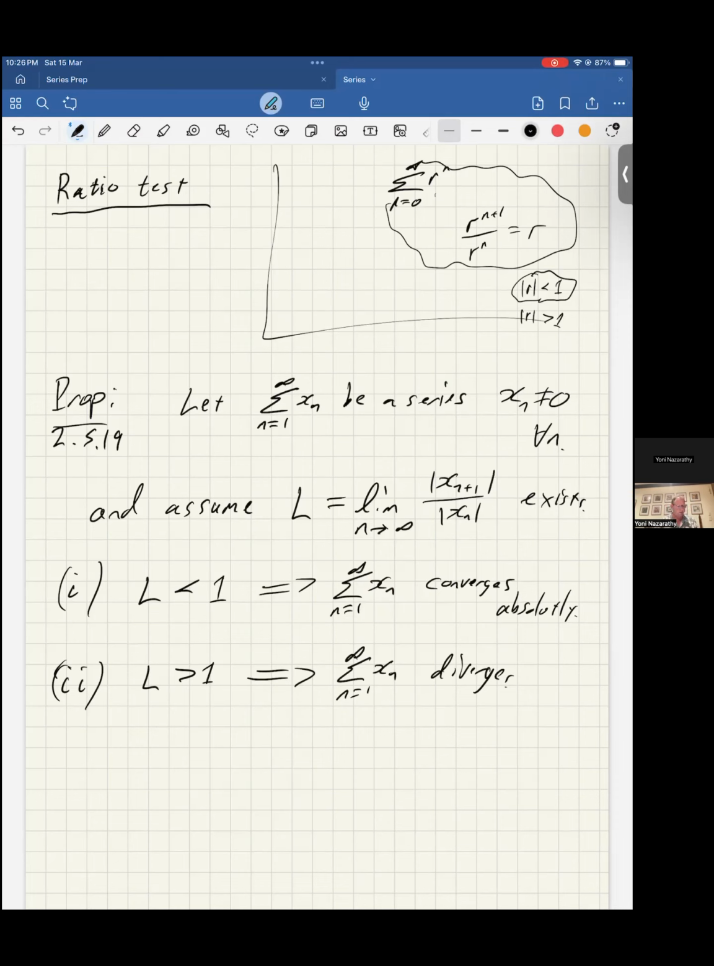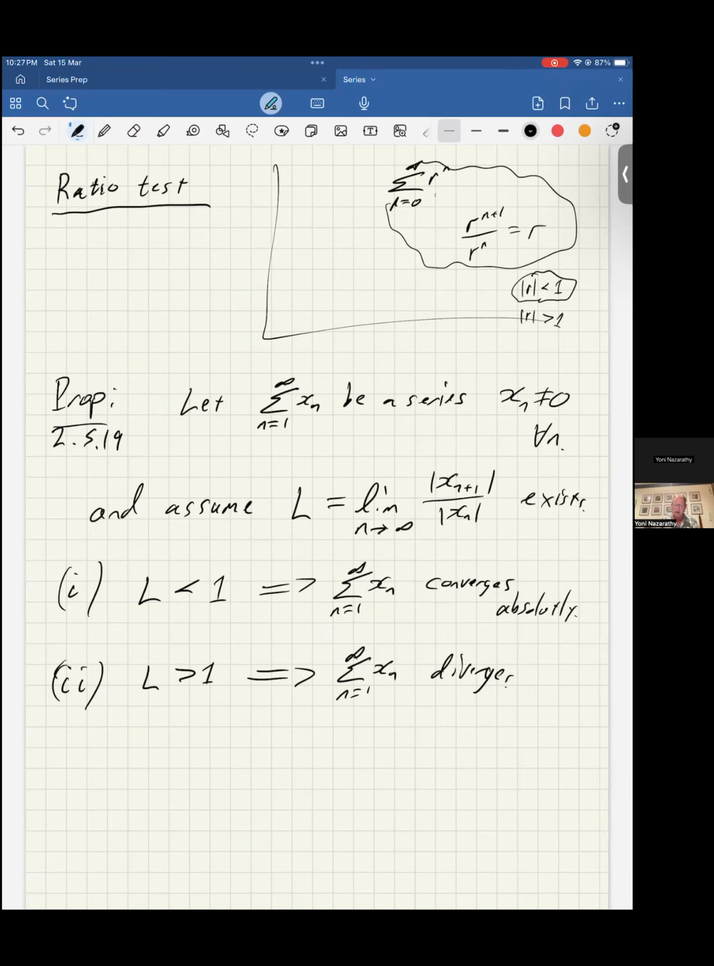The proposition doesn't say anything about L being one, unlike the geometric case where we understand the case of L equals one. I'm not going to do the proof for the ratio test, but I'll say that the key idea of the proof is to represent the series with a tail that is a geometric tail, or that compares it to the geometric series, and that plays the key role. Feel free to look at the proof.